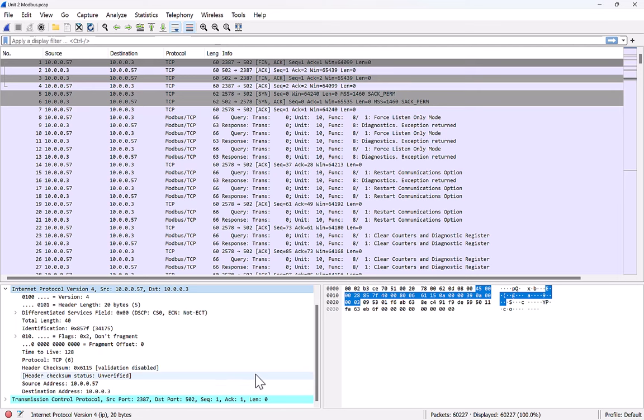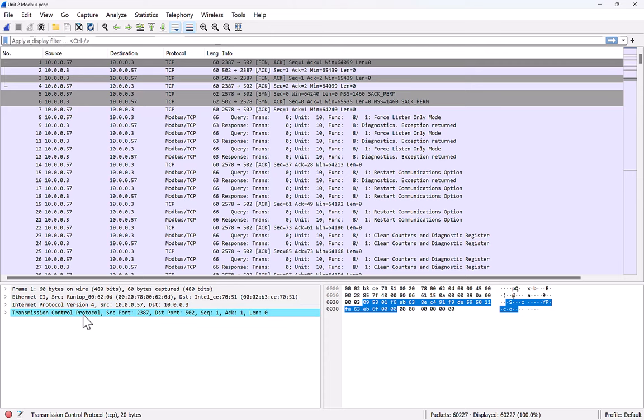And then remember, layer four, that's the transport layer. That's where TCP and UDP take place, and where the ports that we connect to operate.